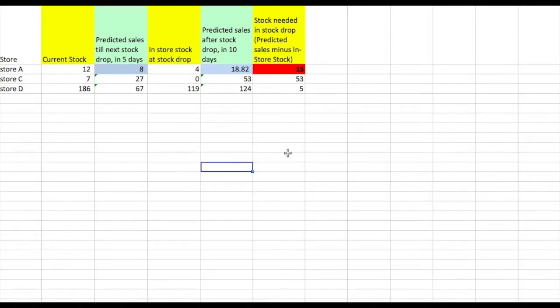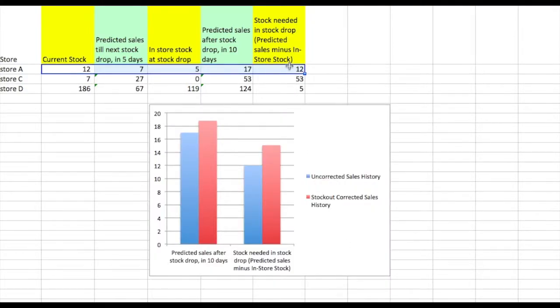So you can see, just to reiterate the point, our predictions of the stock have changed, so the final order that we're placing now is higher. It's 15, versus before just 12.